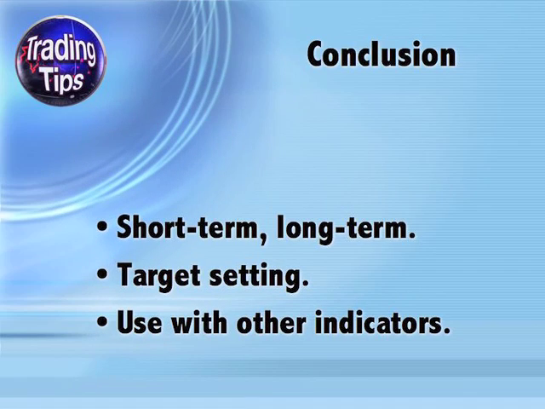In conclusion, one thing that is important to acknowledge is that moving average crossovers can be used for short-term, long-term, or intermediate-term trading. The longer the moving average is, the longer term the signal. In the example from the previous slide, we were using 10 and 30-day moving averages, which is a relatively short term, compared to if we were using 50 and 200-day moving averages, for example.